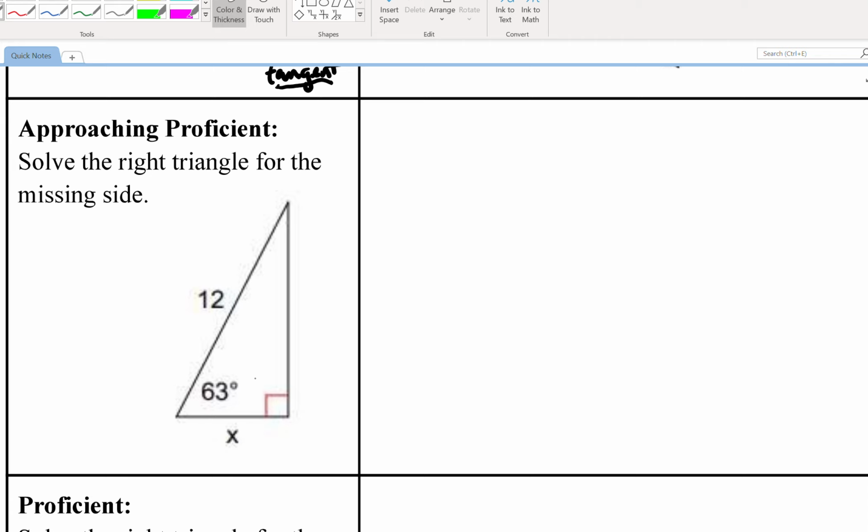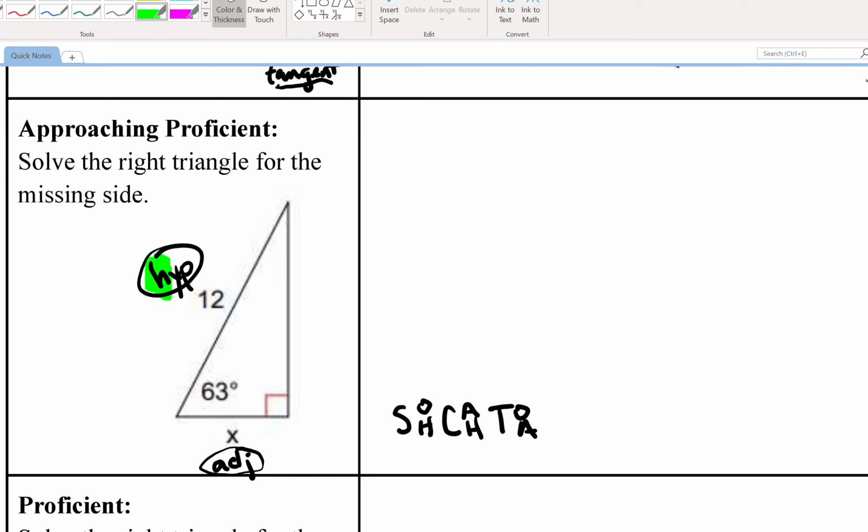But what we want to first do is label what we have. So this 12, as I said before, is the hypotenuse. And this x being right next to the angle is the adjacent. Next to means adjacent, or adjacent means next to. And so I've got A and H. So if I put that in my mnemonic, SOH CAH TOA, and I have A and H, I'm going to be using the cosine.